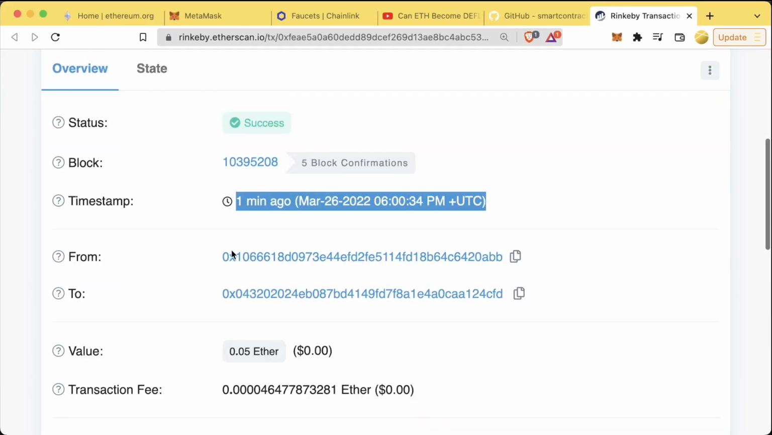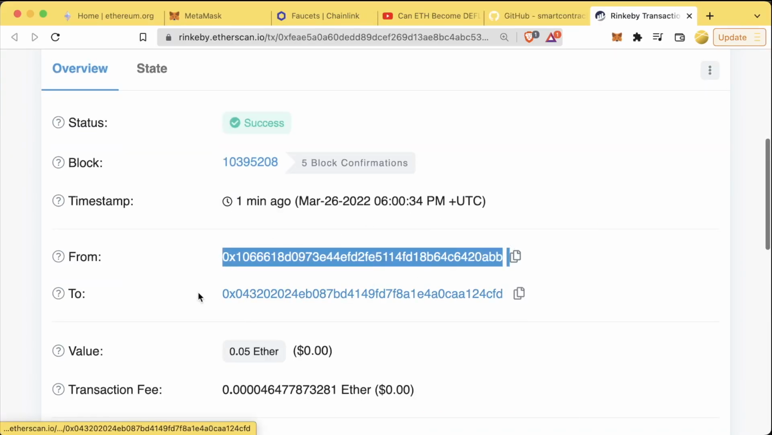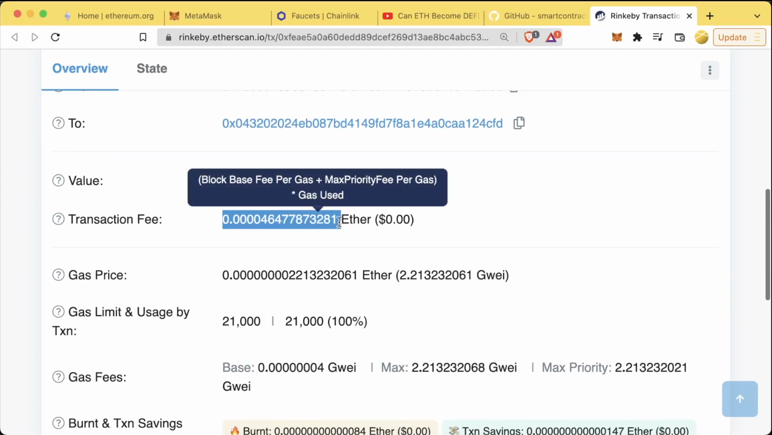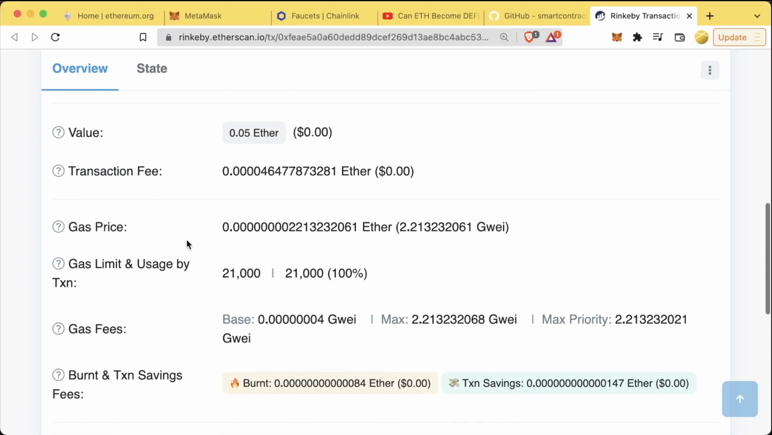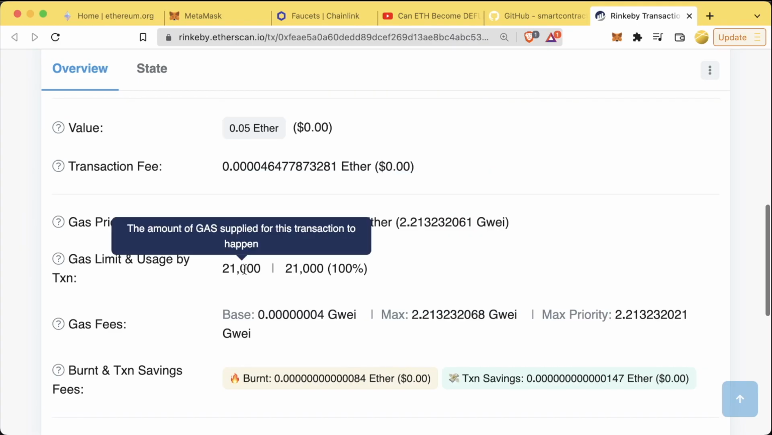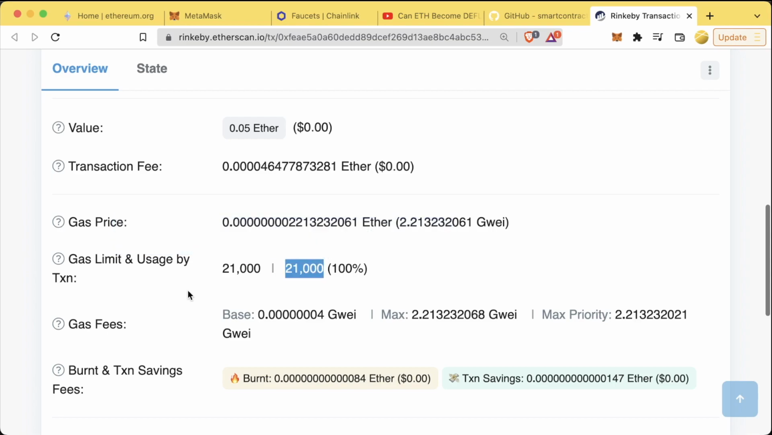Timestamp is when the transaction happened. We can see from and to, we can see the value, and then we can see the transaction fee, which we see right here is block base fee per gas plus the max priority fee per gas times the gas used. And we see all the details of the gas down here. Gas price is the cost of 1 unit of gas. Gas limit is the max amount of units of gas that we're willing to pay in this transaction. The usage is how many actually got used.